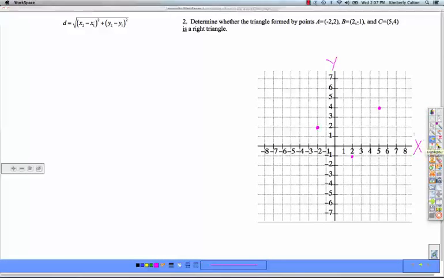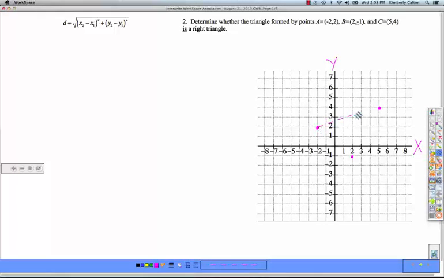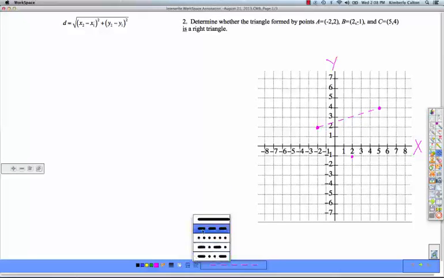Let's see. Sorry, having some issues. Line tool. So we need a full line. So we're going to go from here to here. And it's not supposed to be dashed. Try again. Solid line. Alright, so again, we wanted from here to here, and from here to here, and again from here to here.